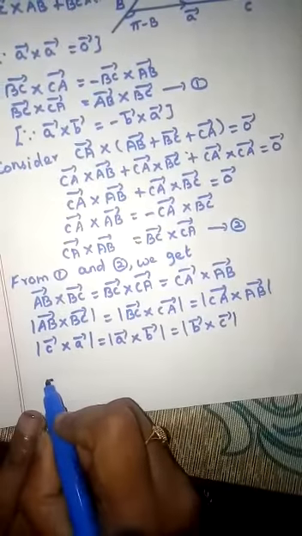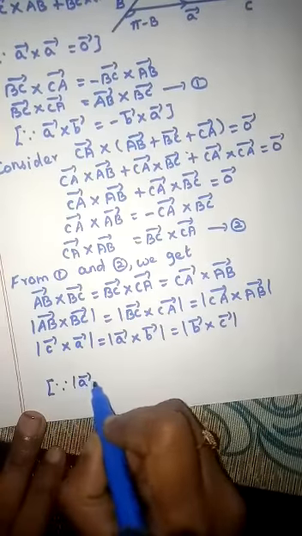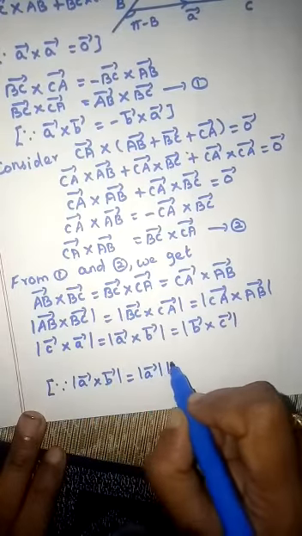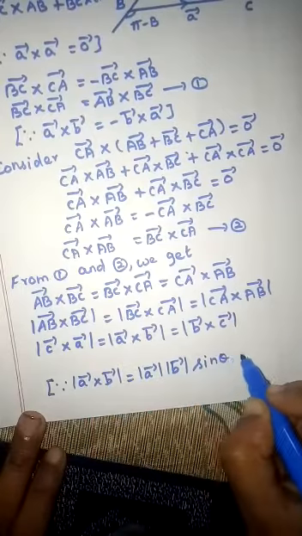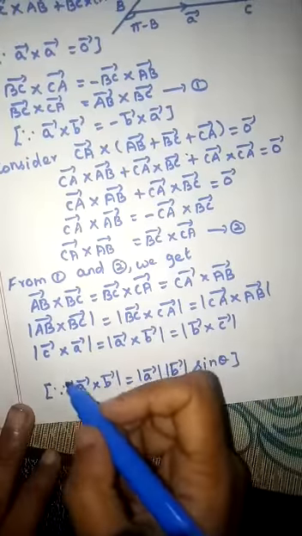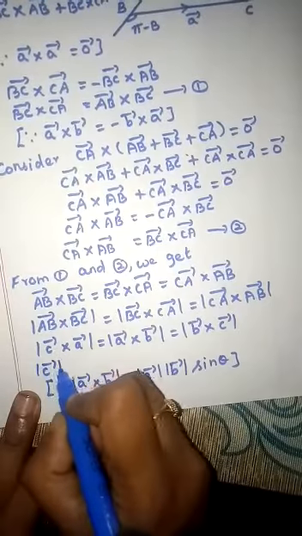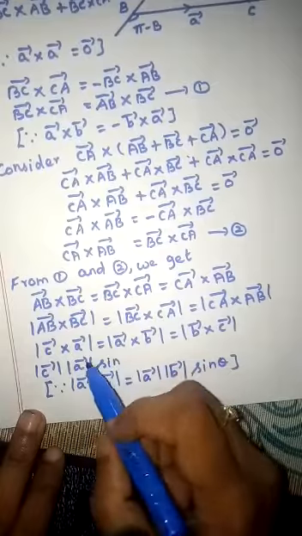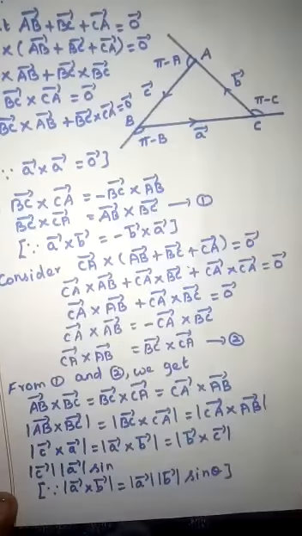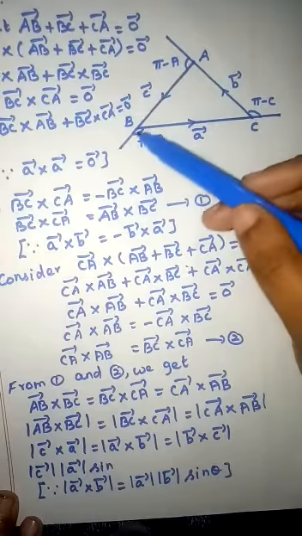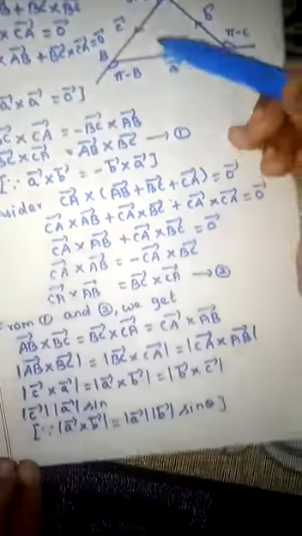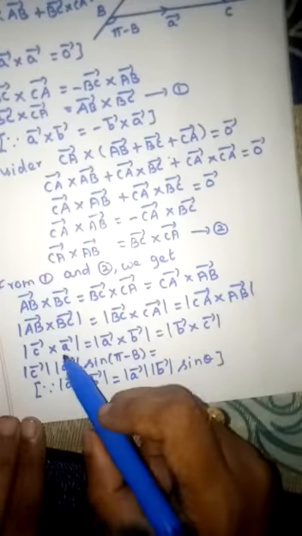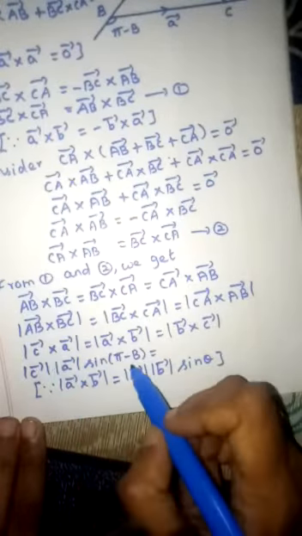Now you can use the formula. The formula is modulus of A vector cross B vector can be written as modulus of A vector, modulus of B vector, sine of the angle between A vector and B vector. So according to that, here you will get modulus of C vector, modulus of A vector into sine of the angle between C and A. The angle between C vector and A vector is pi minus B. So if we have A and C, what is missing there? B. So that B we will get here.